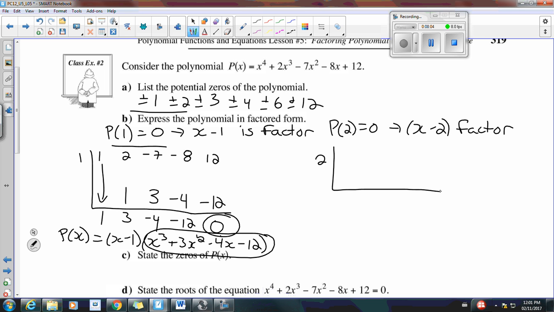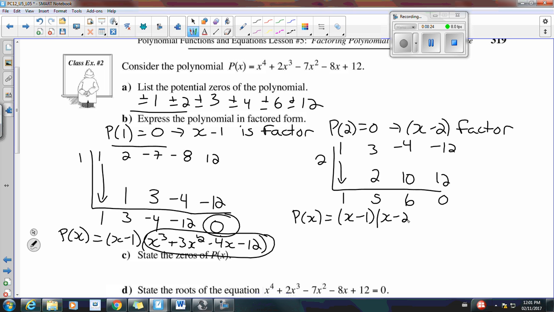So we're going to do division again with our cubic this time. So now we have p of x equals x minus 1, which was our first factor we found, x minus 2, which is the second factor, and then x squared plus 5x plus 6. So again, now we have a quadratic. We want to factor that. And this becomes x minus 1, x minus 2, x plus 3, and x plus 2.